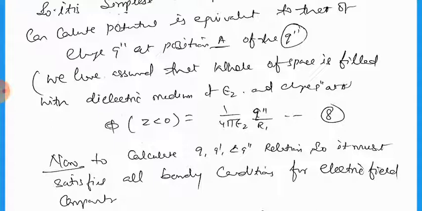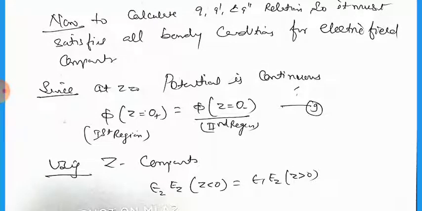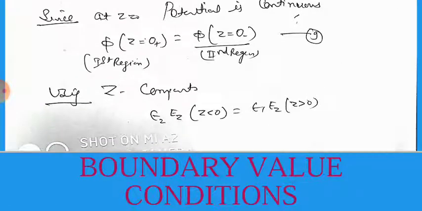So phi for z less than 0 is 1 by 4 pi epsilon 2, q double dash by r1. Now, to calculate the relations between q dash and q double dash, we must satisfy all the boundary conditions for the electric field components. At z equal to 0 the potential is continuous, so phi at z equal to 0 plus equals phi at z equal to 0 minus, meaning the second region. We wrote the z component: epsilon 2 Ez for z less than 0 equal to epsilon 1 Ez for z greater than 0.